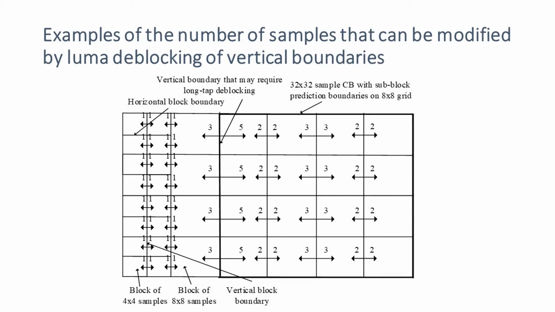Here are examples of the number of samples modified by Luma deblocking of vertical boundaries. Boundaries with a width of 4 on at least one side of a block boundary are limited to modifying at most 1 sample adjacent to the block boundary. Blocks with a width of 32 or larger on at least one side can modify 7 samples, but since the block contains sub-block prediction in this case, the number of samples to be modified is limited to 5. It is also shown that the number of samples modified for a sub-block prediction boundary closest to the block boundary is limited to 2 on both sides. Otherwise, filtering with at most 3 samples on respective side of a boundary is applied.